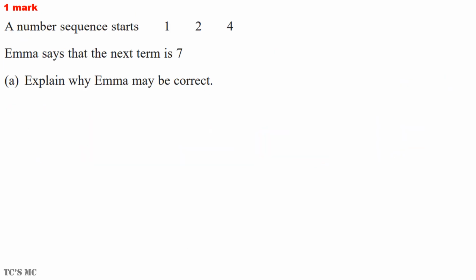A number sequence starts 1, 2, 4. Emma says that the next term is 7. Explain why Emma may be correct.